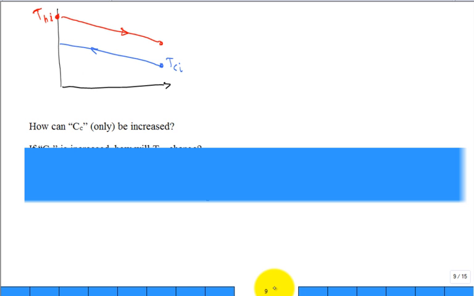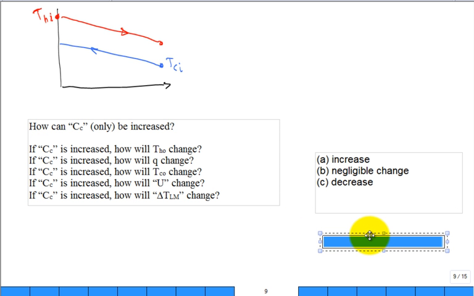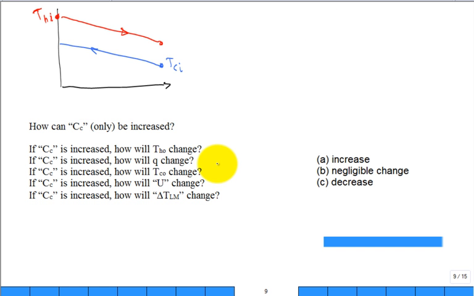This one's a little easier. How can the heat capacity rate of the cold fluid, and only that one, be increased? Pump it. Put the mass flow rate up high. You could also change to a fluid with a higher specific heat for the same mass flow rate, and that would have the same effect. So let's solve a couple of these. If the heat capacity rate of the cold fluid is increased, how will the temperature of the hot out change? How will this T hot out change?